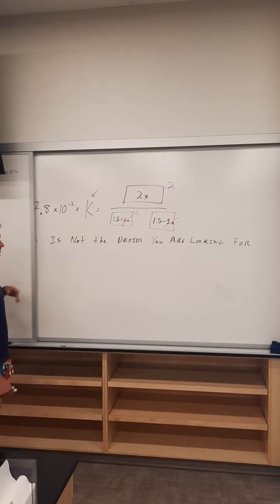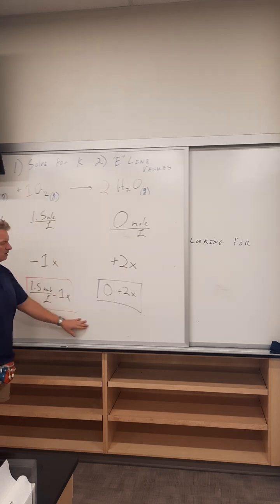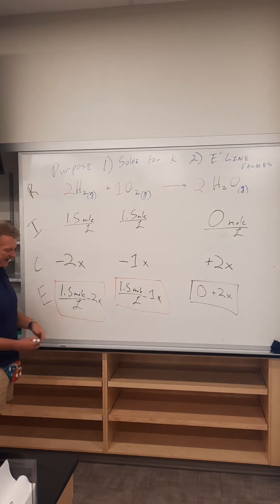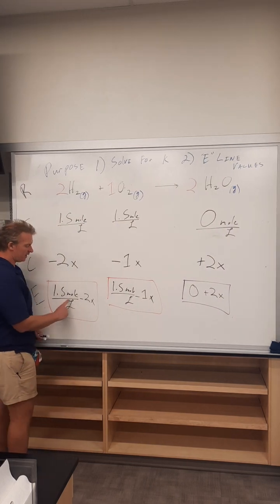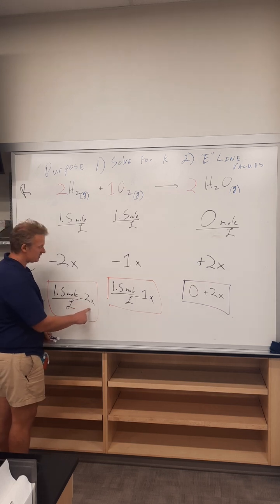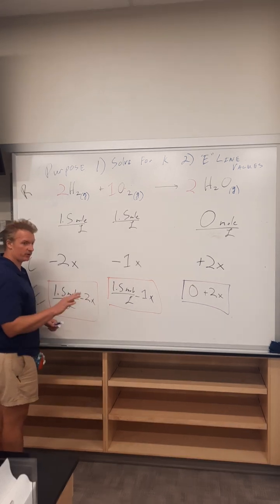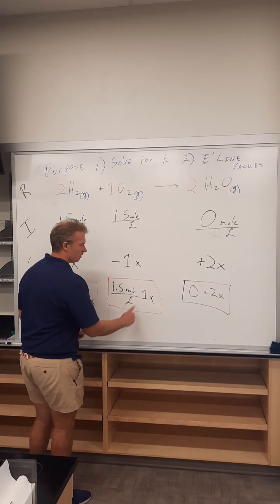Once you know x, you're going to plug them back into here. 1.5 minus 2x, whatever x is, that's going to be a real number. You can bibbidi bobbidi boo, and so on and so forth.